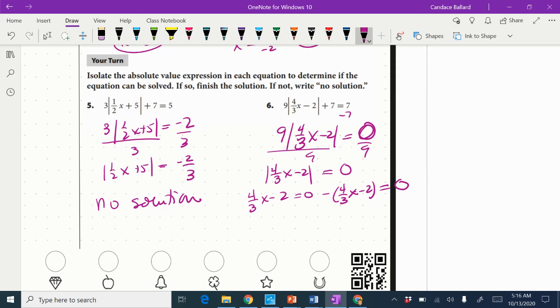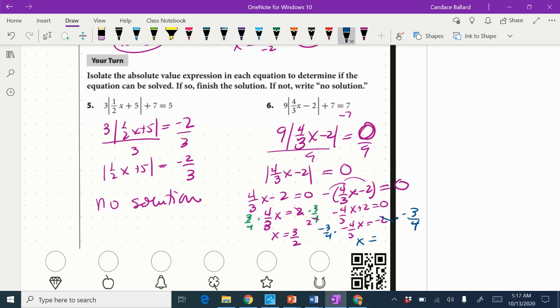All right, I'm going to add the 2. And then I'm going to multiply by 3/4. So I would say x equals 2 goes into 4 twice, so 3/2. We're going to distribute the negative. So negative 4/3 x plus 2 equals 0. I'm going to subtract the 2. And then we're going to multiply by negative 3/4 on both sides. So we get x equals 2 goes into 4 twice. Double negative is going to go positive 3/2. Notice I got the same answer for both.